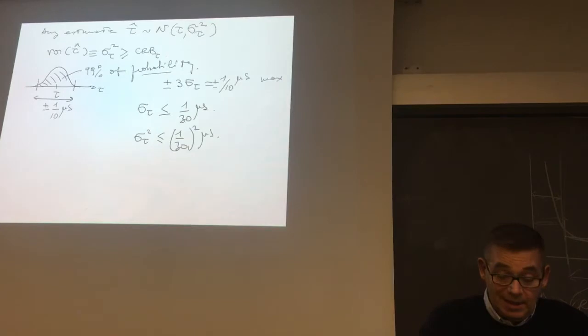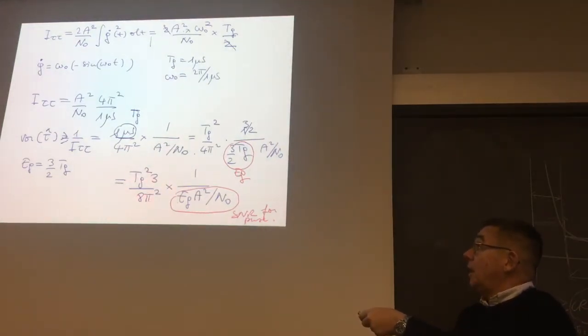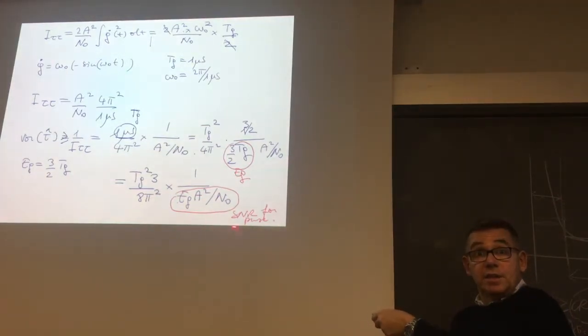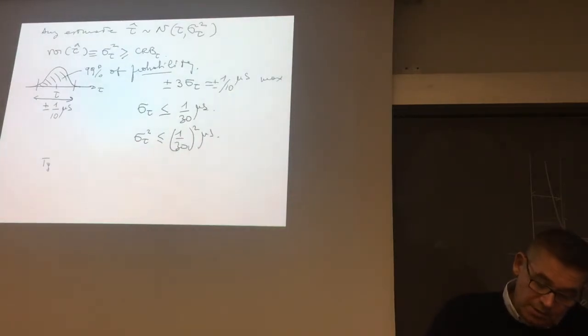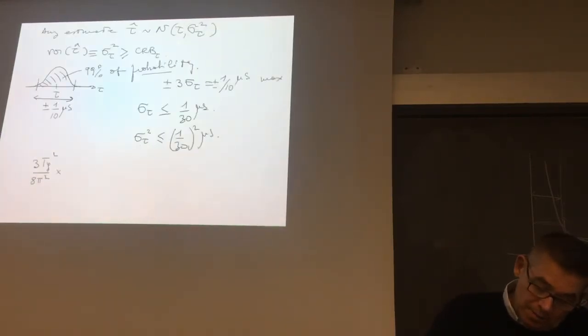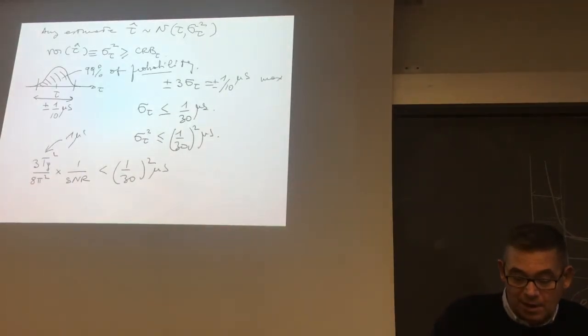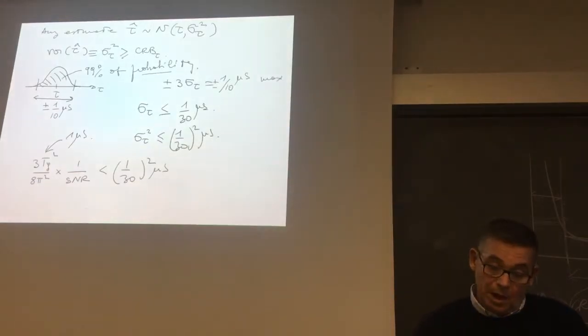So going back to our formula, I take this one here: Tg squared times 3 divided by 8 pi squared, times 1 over the signal-to-noise ratio, should be smaller than (1/30) squared microsecond squared. Since Tg was 1 microsecond, when you run the variance, shouldn't it also be microsecond squared, the same unit of measure? Right, this one as well.